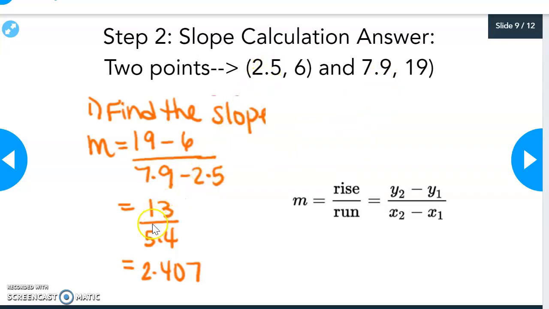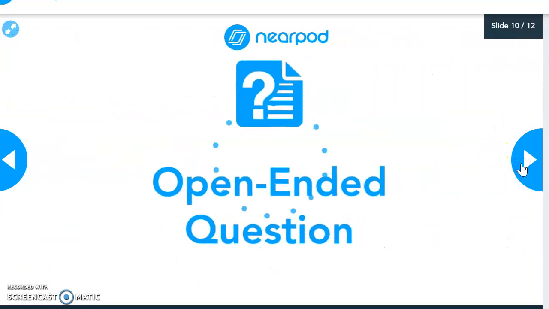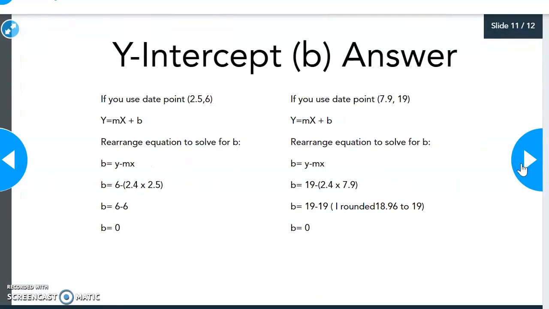If we break that down, we have 2.407. For the purposes of this example, I'm just using 2.4 for the slope. All right, so this is step 2. Now we calculated our slope, or m, to be 2.4. I'm going to skip over that.